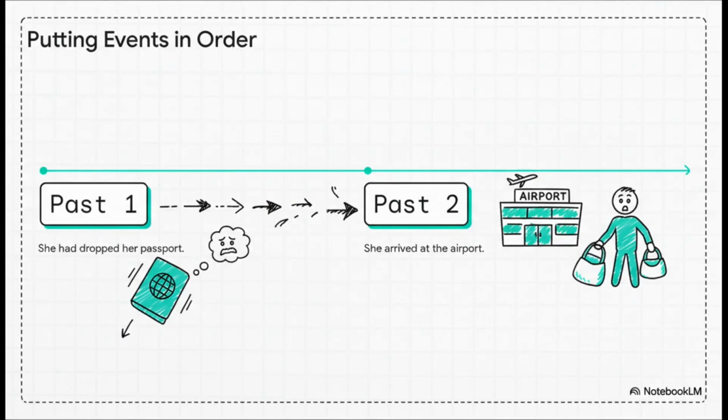Okay, so let's fix our sentence. When she arrived at the airport, she realized she had dropped her passport. See? Now it's perfectly clear. Dropping the passport is past event number 1. That happened before past event number 2, which was her arrival. The past perfect puts our timeline in perfect, logical order.